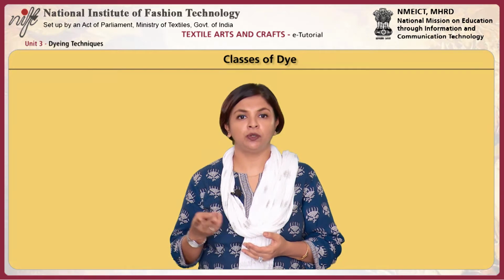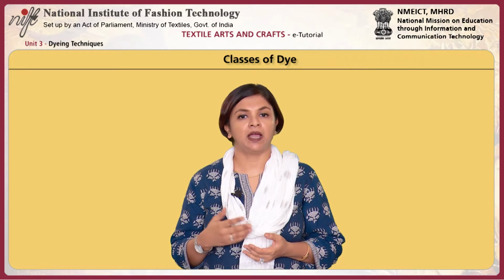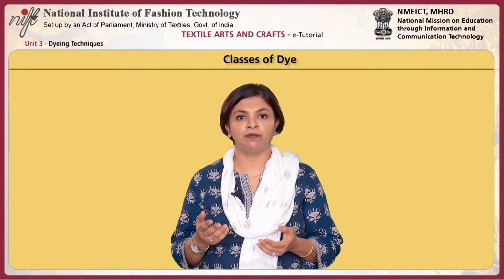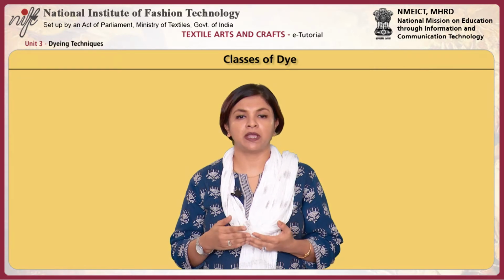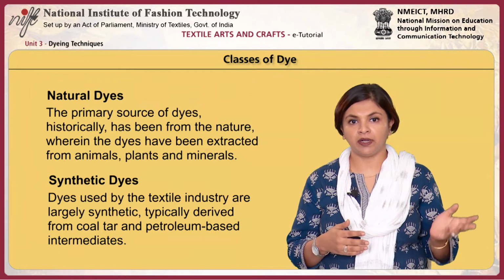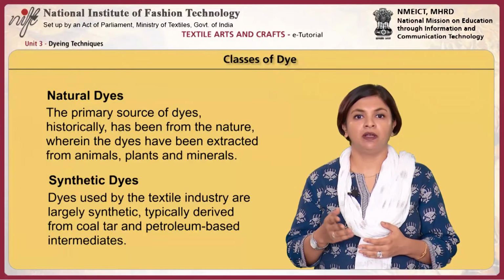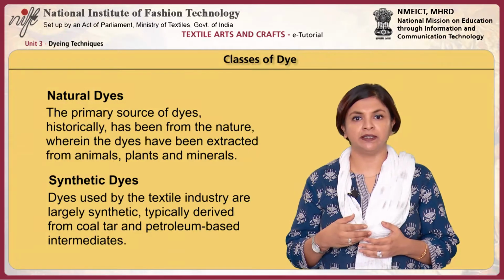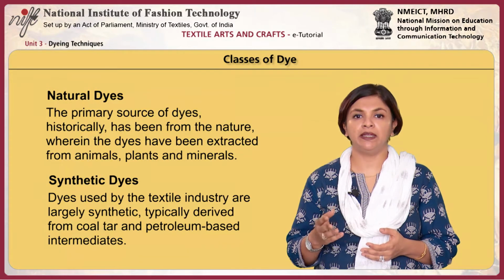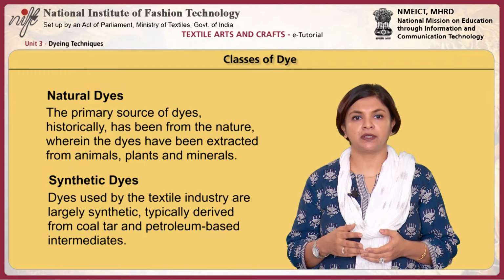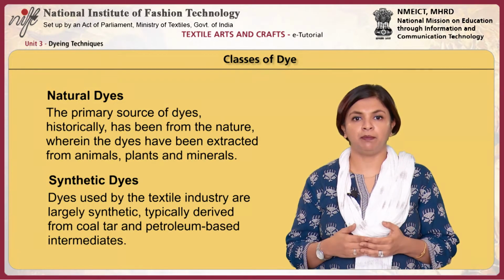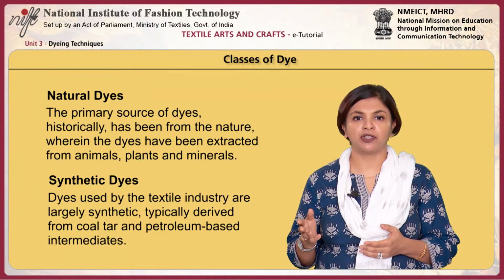Dyeing is achieved in a solution containing dyestuffs, and the significant factors involved are temperature and time control. There are mainly 2 classes of dyes, natural and synthetic. During the process of dyeing, a chemical bonding is formed between the dye molecules and the fiber molecules. The primary source of dyes historically has been nature, wherein the dyes have been extracted from animals, plants and minerals. Since the mid-18th century, humans have produced artificial dyes to achieve a wider range of colors and make the dyes stable to washing and general use.